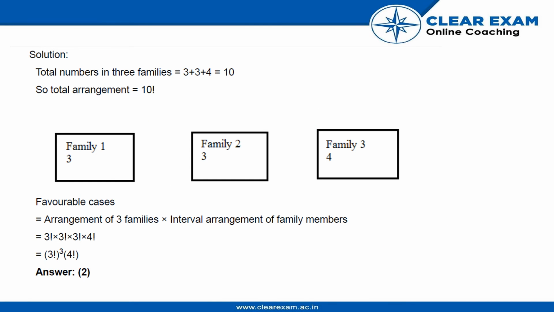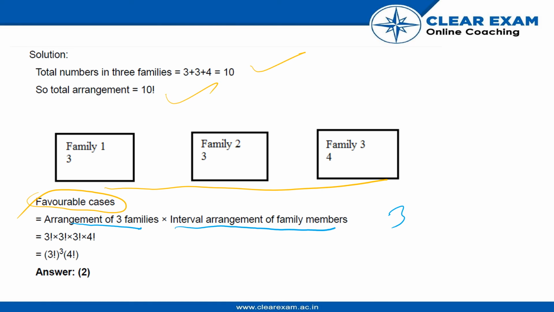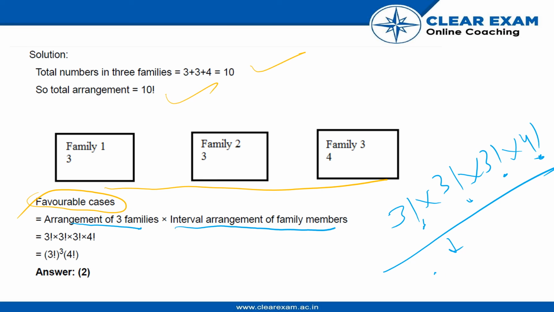So basically we have discussed this part and this part. Now we have to focus on the favorable cases. So it's saying that the arrangement of 3 families, and the internal arrangement of family members. So that would be our 3 factorial into 3 factorial into 3 factorial into 4 factorial. So it will give you 3 factorial whole cube into 4 factorial.